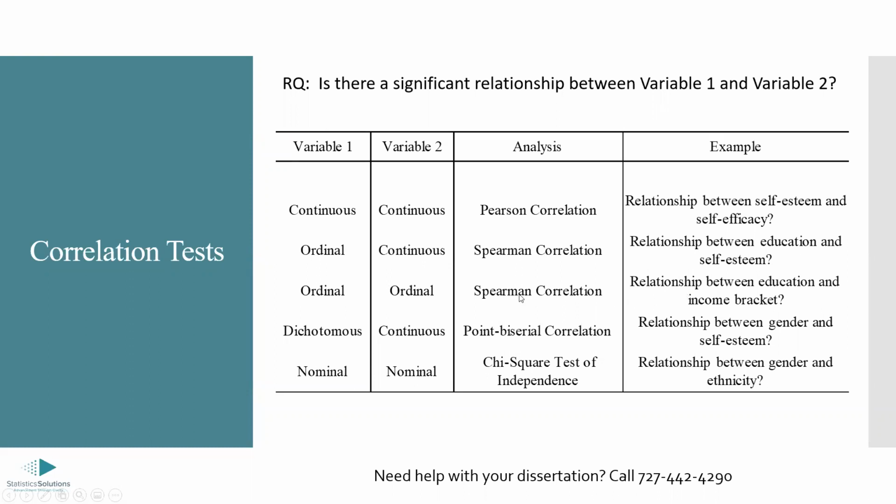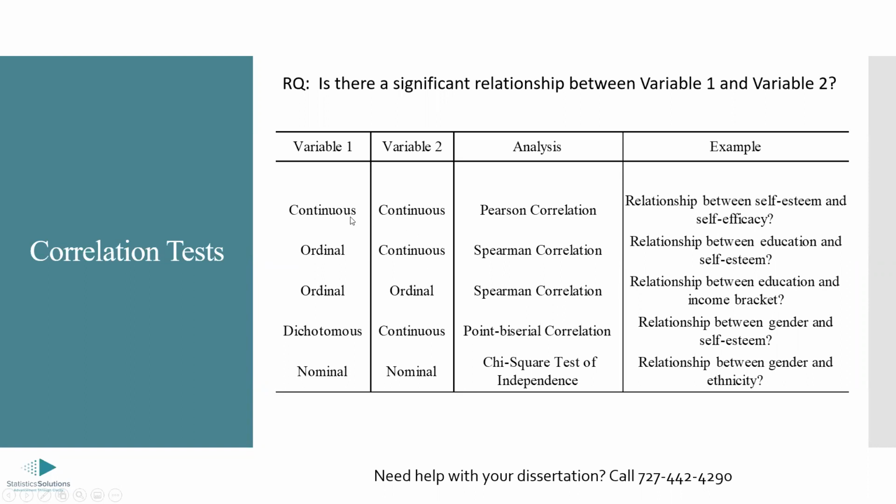Another example that would use a Spearman is if you have education and income bracket. So say income bracket, you give someone a multiple choice question and they have to identify their income through a range of values. So maybe 30,000 to 40,000, 40,000 to 50,000. You're not getting a specific dollar amount, but a range of values in a multiple choice format. Then you would have two ordinal variables in this example, education and income bracket, which would lead to a Spearman correlation. So the two examples here for Spearman correlations both have ordinal variables in them.